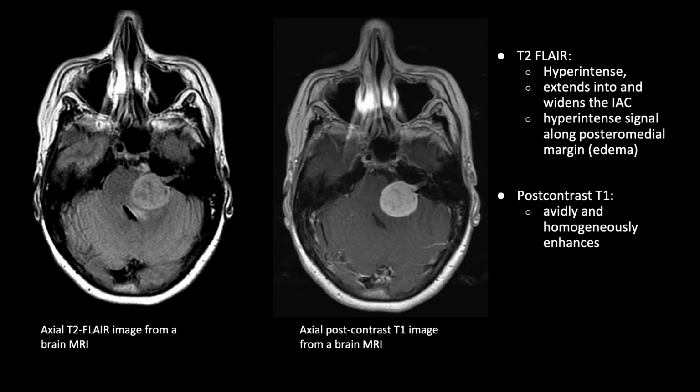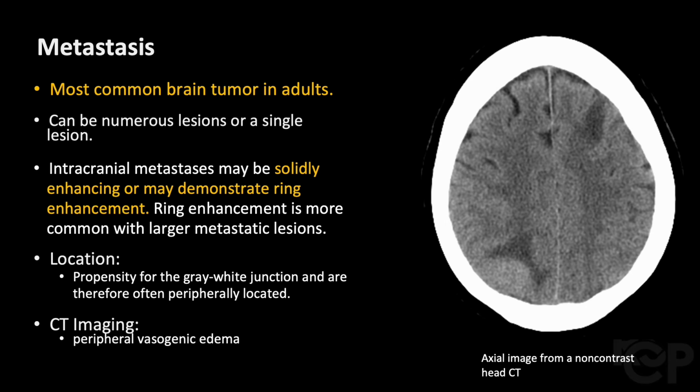And here we have some MRI images of schwannomas. On the left, we have an axial T2 FLAIR, and on the right, we have an axial post-contrast T1. On the T2 FLAIR, you can see the hyper-intense mass that extends and widens the internal auditory canal. The hyper-intense signal along the posterior medial margin is from edema. On the right, you can see the post-contrast T1. You see the avidly and homogeneously enhancing mass, which is indicative of a schwannoma. As you can see, it's a little bit easier to identify the mass on MRI than on CT in the case of schwannomas.